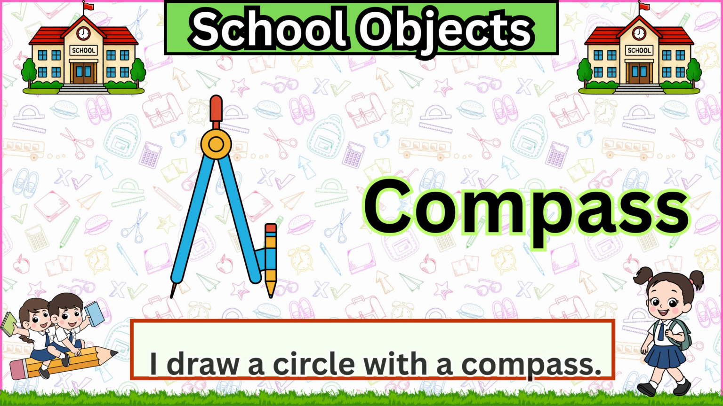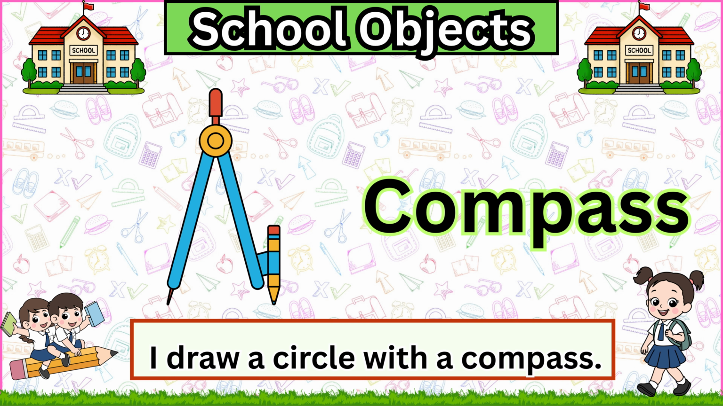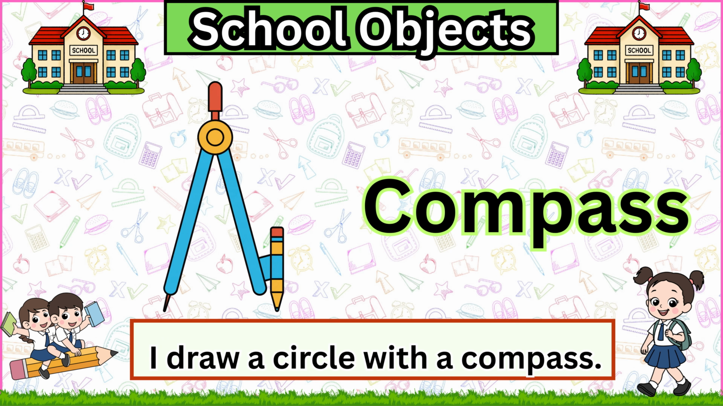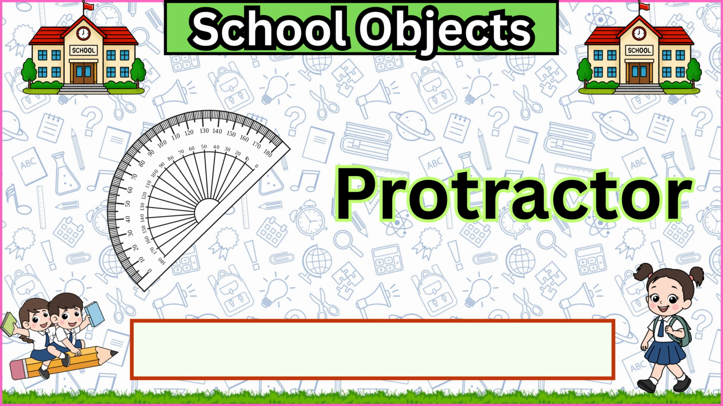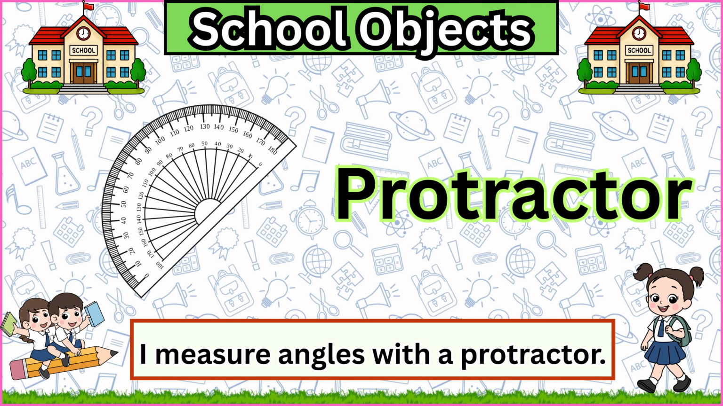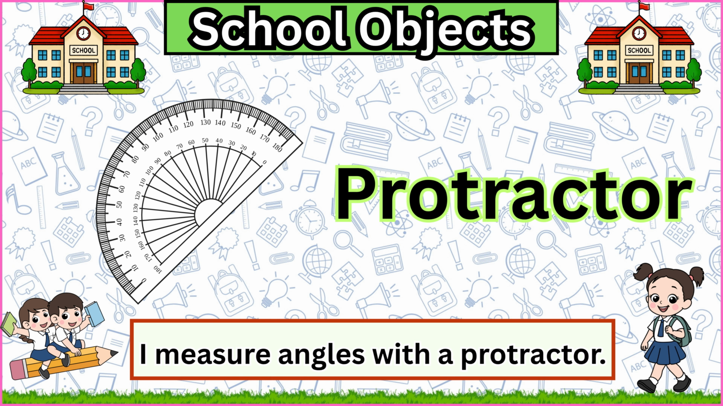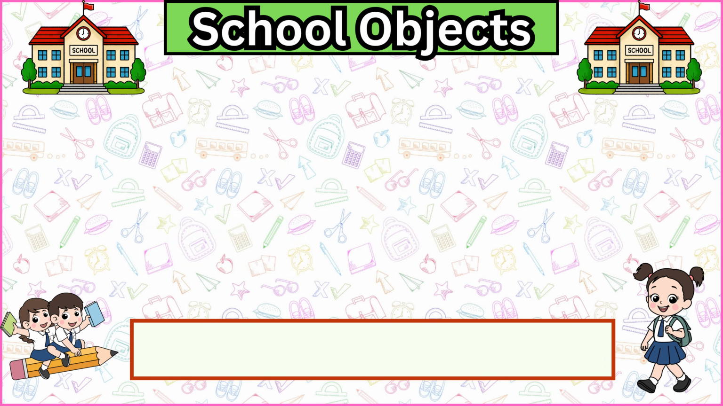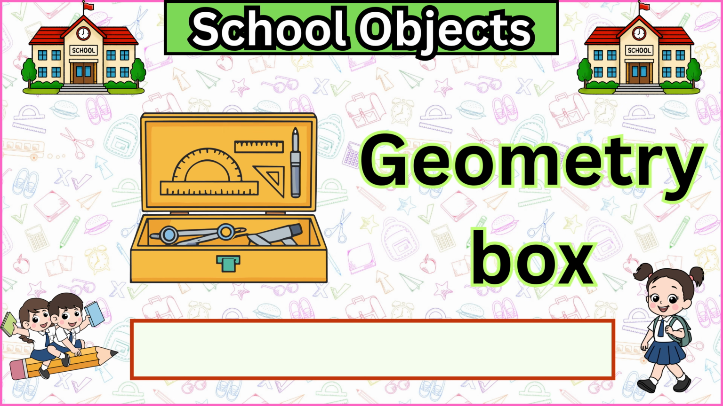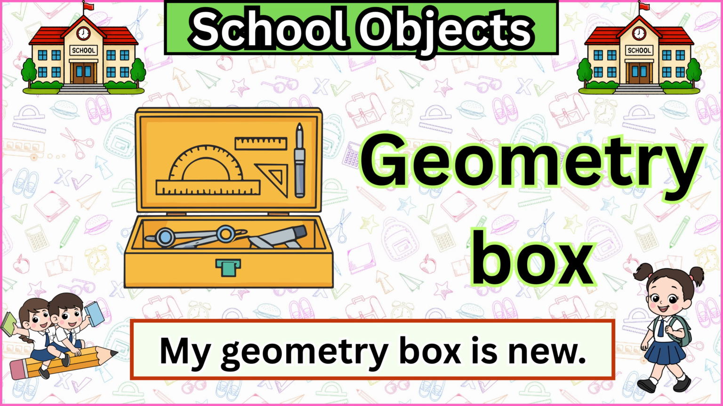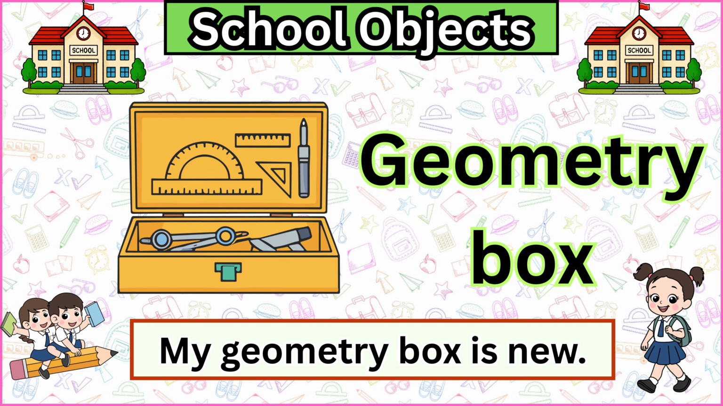Compass. I draw a circle with a compass. Protractor. I measure angles with a protractor. Geometry box. My geometry box is new.